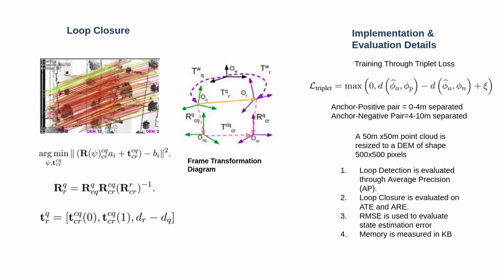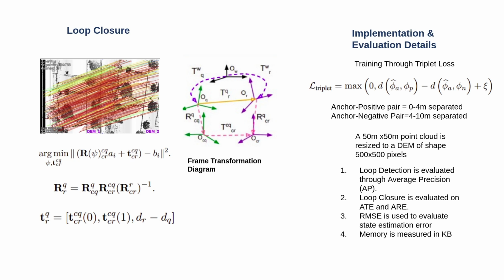We train our model through triplet loss, where anchor positive pairs are 2 DEMs or 2 point clouds that are separated by a maximum of 4 meters, and anchor and negative pairs are separated by 4 to 10 meters. This scheme allows us to have semi-hard examples for our negatives, letting our model be much more flexible and confident and transferable on other data sets as well. We transform 50 by 50 point clouds into DEMs of 500 by 500 pixels.